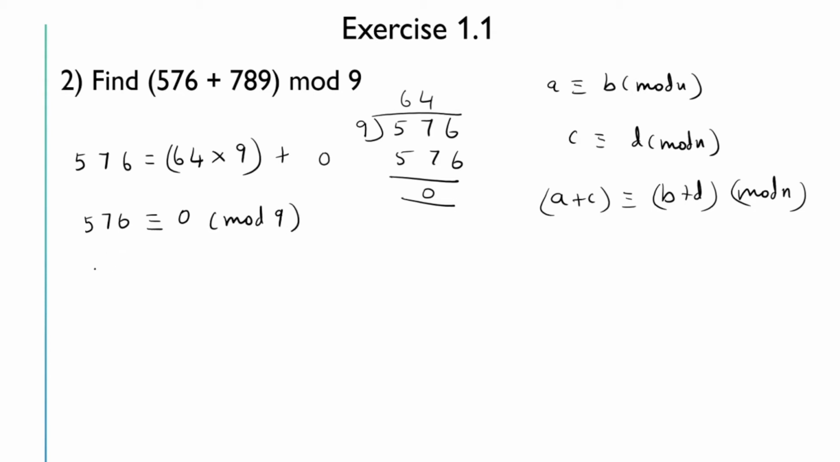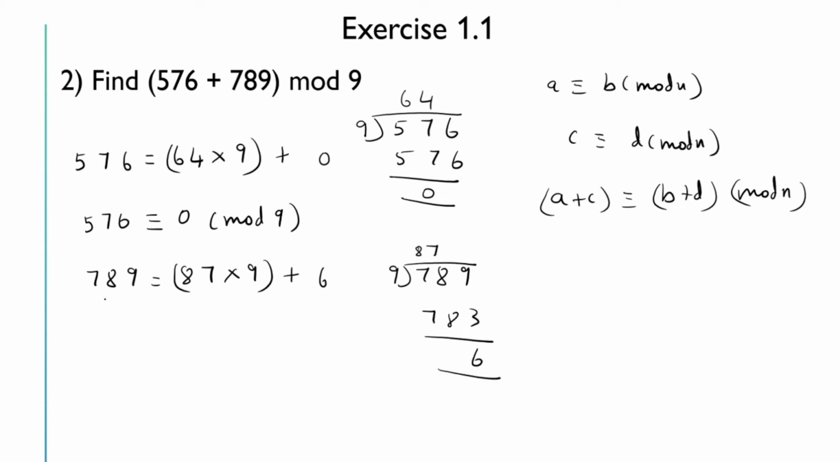The next one is 789. 789 is nothing but 87 into 9 plus 6. So when we divide 789 by 9, here we have 783. The remainder is 6. So we have 789 congruent to 6 mod 9.